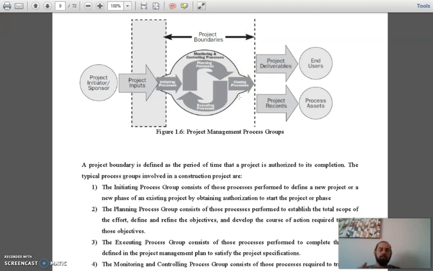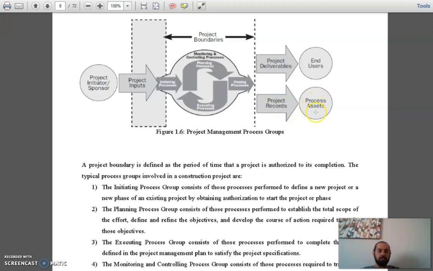فبالتالي ممكن حتى maybe even sometimes you deliver some phases of the project, some parts of the project, and the others you can submit or deliver later on. After we close, project deliverables and project records will be taken out from this project.